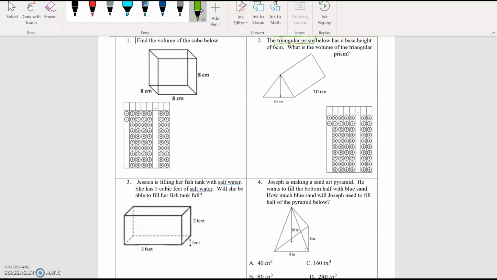So my triangular prism below has a base height of 6 centimeters. All right, so base height is the height of my base. So I'm going to go ahead and label that. So 6 centimeters. What is the volume of the prism? Okay, so you want to make sure that we're using our formulas. So I'm going to go ahead and set up my T-chart. So I have big B on the left, and I have V on the right for volume.